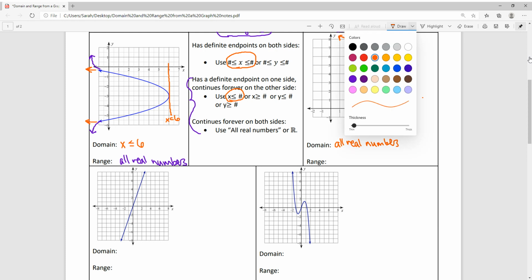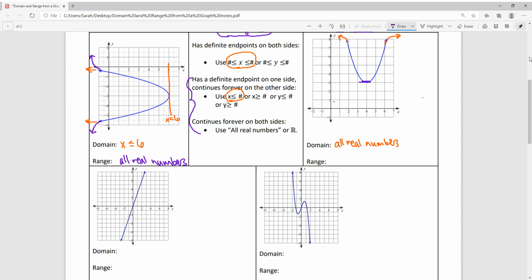Now let's look at our range being y values. I have a definite bottom to my graph. So this is y equals 3. And if I follow my arrows, they will keep going up forever. So my y values are from 3 on up. So the way we write that as an inequality is going to be like this. Y is greater than or equal to 3. 3 is my smallest y value, and it'll continue to go up from there.